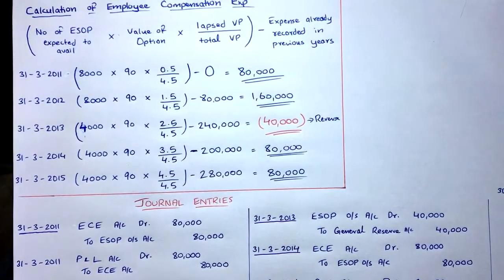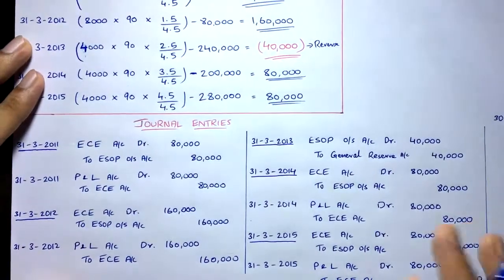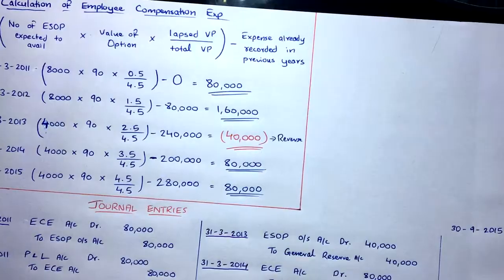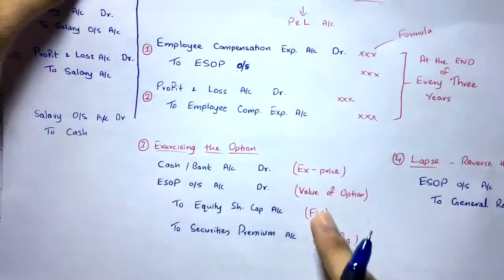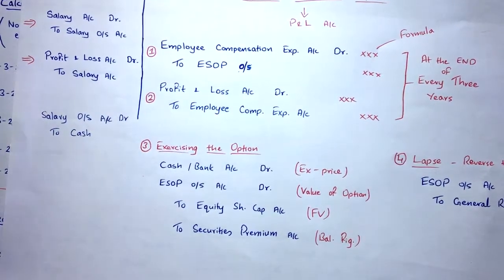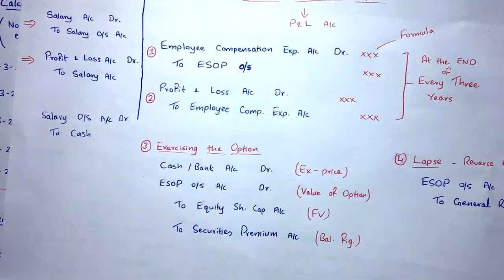So now you understood this problem, right? Easy, right? The journal entries are nothing. You just have to understand the calculation and you don't have to make this mistake. You have to understand this properly. Don't mess up, right? Cash or bank always on exercise price, ESOP outstanding always on value of option, like that you have to understand.